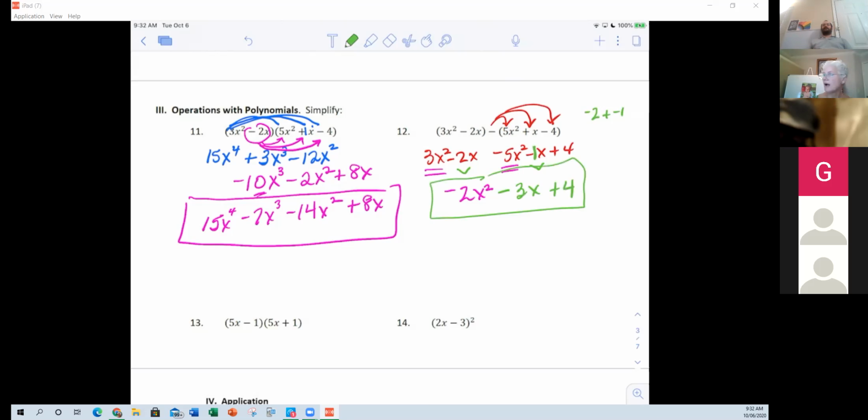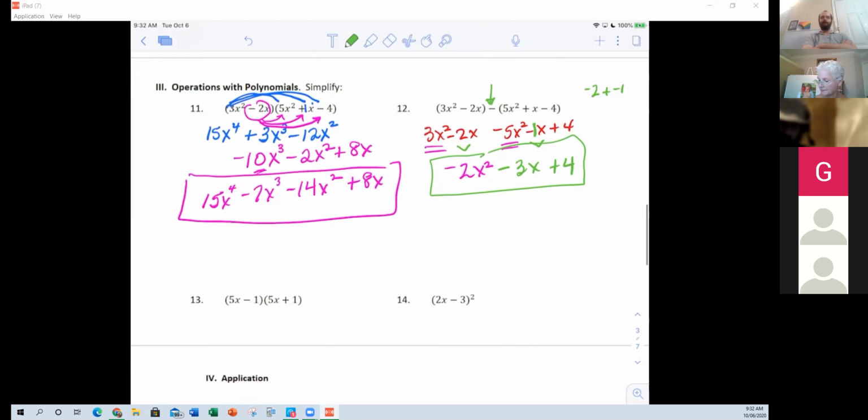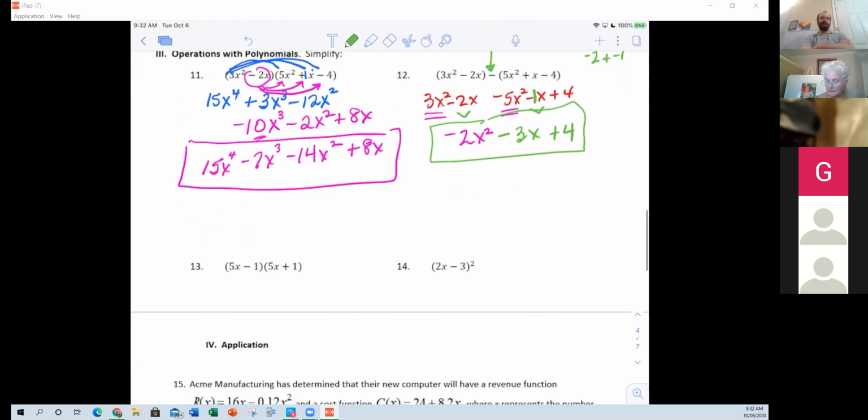And my cautionary tale here is that when people see these parentheses, for some reason they want to multiply. They just automatically go, oh, that's a multiplication problem. But if there is a plus or a minus sign between the parentheses, then it's not a multiplication problem. It's an addition or subtraction problem. Okay. And the thing you have to really be careful of is distributing that negative.